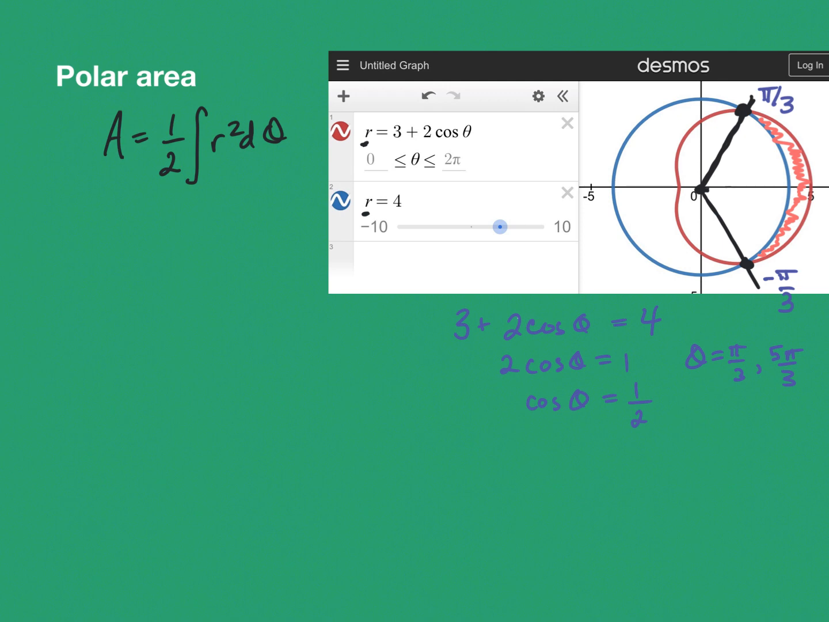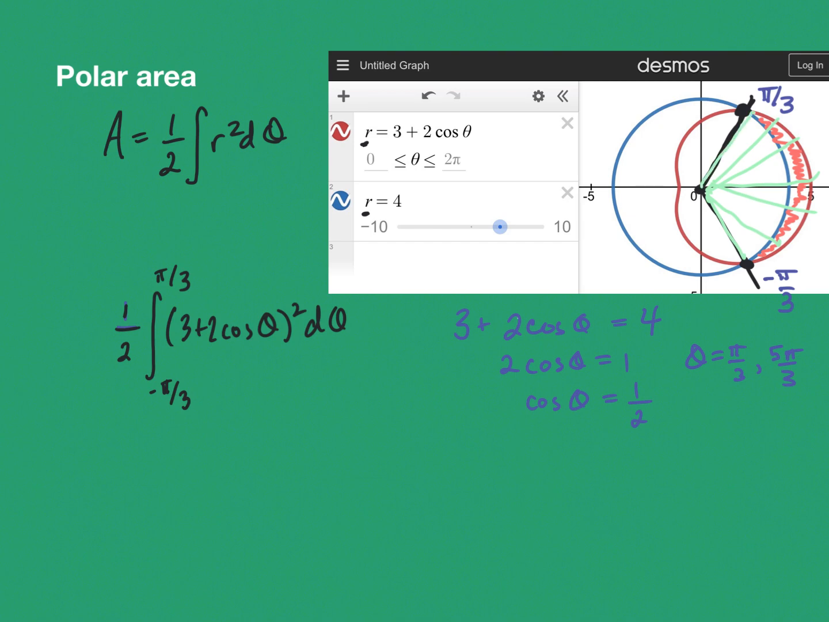So we begin by doing 1/2 the integral of that function squared d theta. And again, the bounds are from negative pi over 3 to positive pi over 3. And let me just quickly shade what I drew there. So that starts here and just goes out to that curve like this from the origin. Like I said, like a windshield wiper.